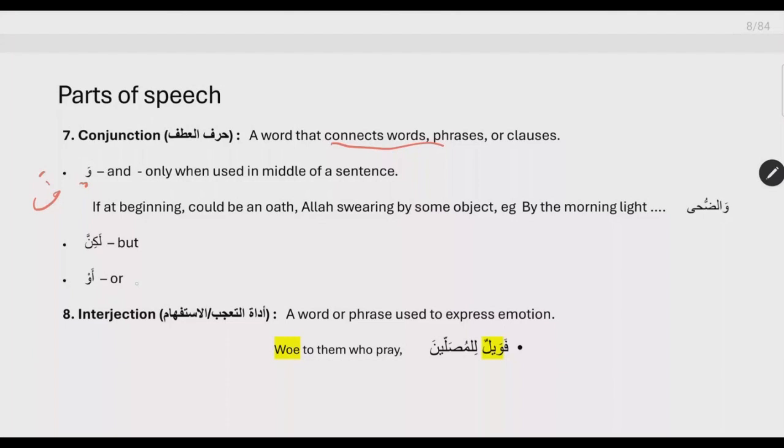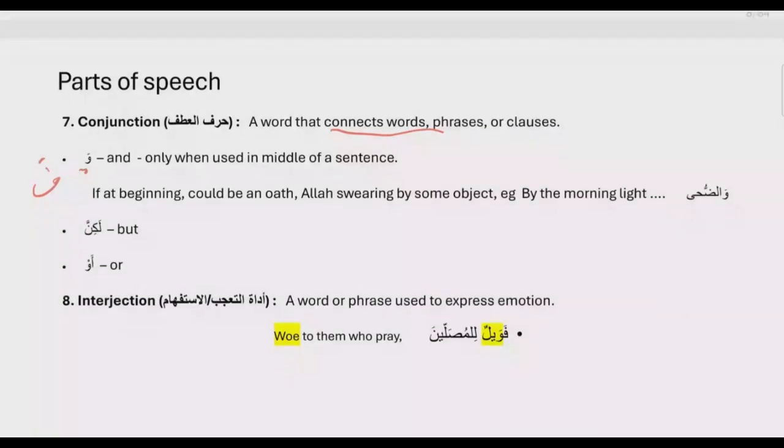Right, then we have interjections, which are used to express emotion, like in the Quranic example "wailul lil musallin." It's not mildly cursing the musallis who pray, but it's using "wail" to show intensity of emotion about the kind of people who pray but do these kinds of evil acts that the Surah talks about. All right, so that's an interjection.